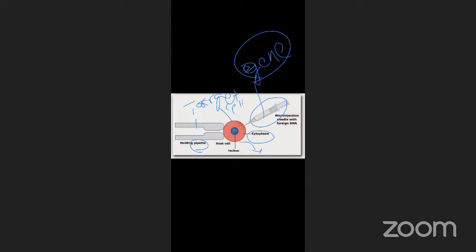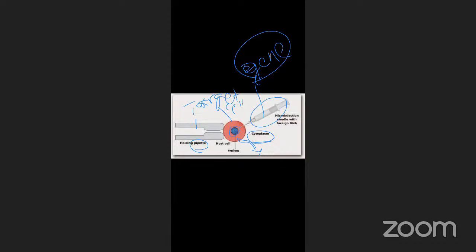Injected into the cytoplasm or the nucleus with the help of the micro injection. So you can inject into the cytoplasm or directly into the nucleus also. The blue color portion is called the nucleus, the red color is the cytoplasm. I already told you the difference between cytoplasm and nucleus, protoplasm.